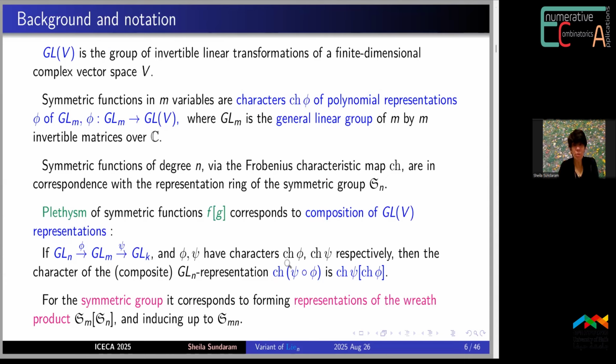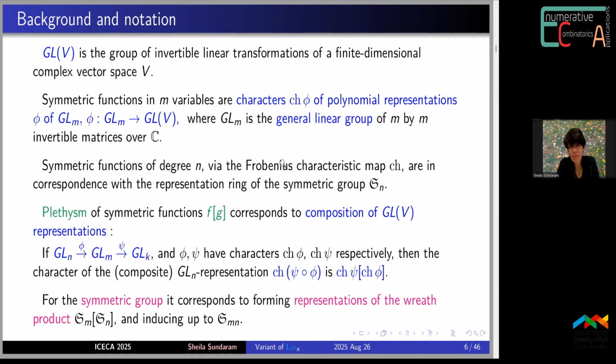Okay, so the next few slides are just more to familiarize yourself with the notation that I'm going to be using and the context in which it will appear. So GL(V) is the group of invertible linear transformations of a vector space V. Symmetric functions in m variables are characters of polynomial representations of GL_m.